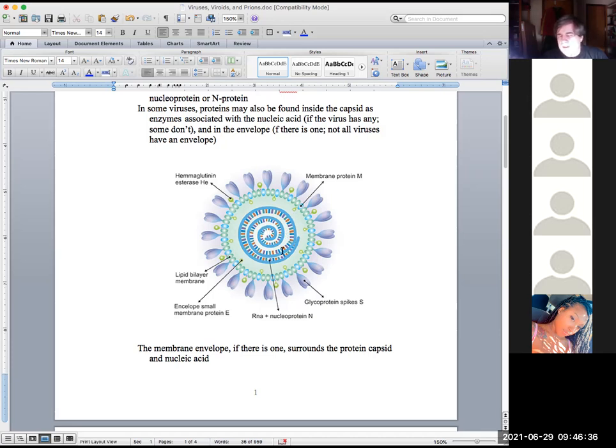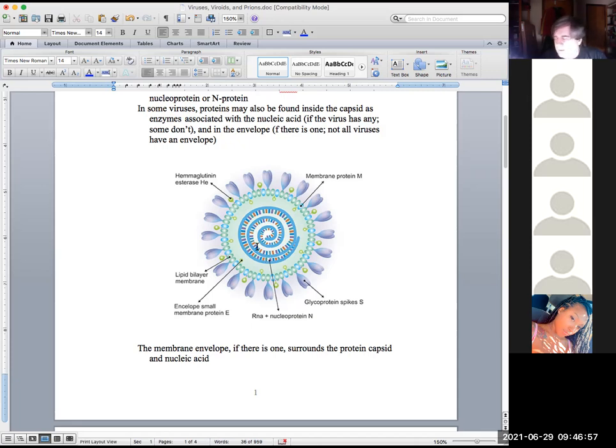Now, notice this molecule of RNA is not called a chromosome. So we don't say that viruses have chromosomes. Some viruses have RNA, some have DNA, and whether it's RNA or DNA, it does the same thing.